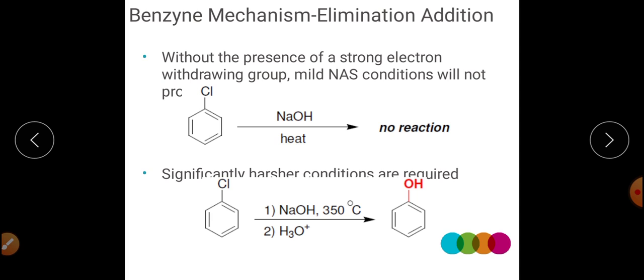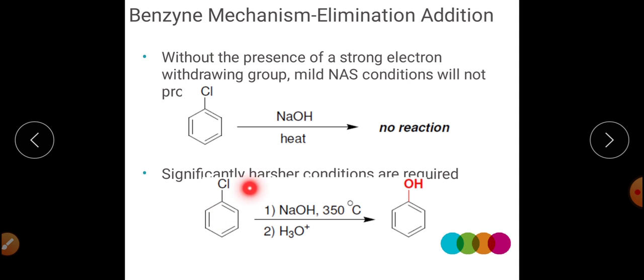For example, on the screen you can see two reactions in which we have chlorobenzene. I have already told you in my previous lecture that aryl halides are generally very less reactive, or you can say inactive, for nucleophilic substitution reaction. The reason is that the carbon-halogen bond is very strong and cannot be broken easily. But if we use very drastic conditions, for example high temperature and concentrated base, it can be substituted by different types of nucleophiles.